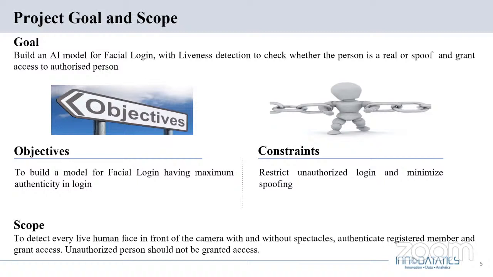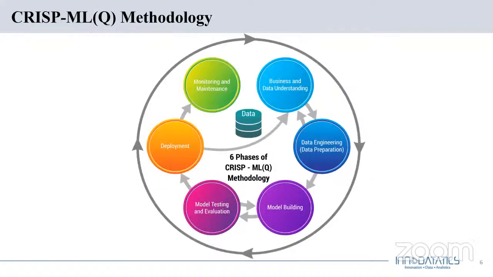And coming to the constraints, we should minimize spoofing as much as possible and restrict unauthorized persons also. And coming to the scope, in this project, an application is already developed, which is capable of recognizing the identity of each individual and eventually recording the data into the database system. Next slide, please. And this is very important in our project, that is CRISP-ML methodology.